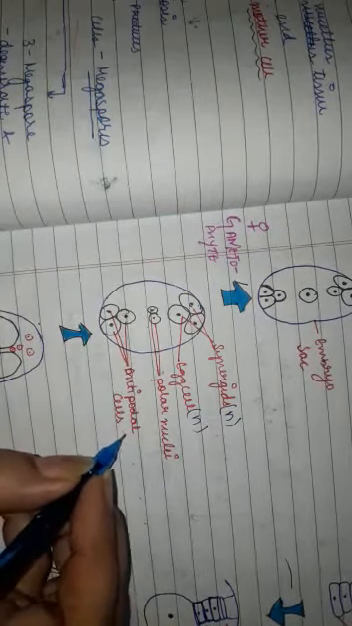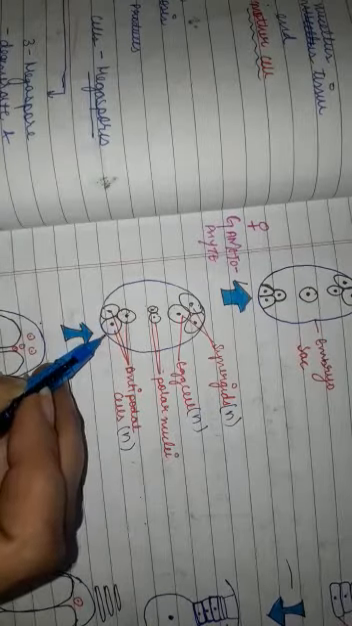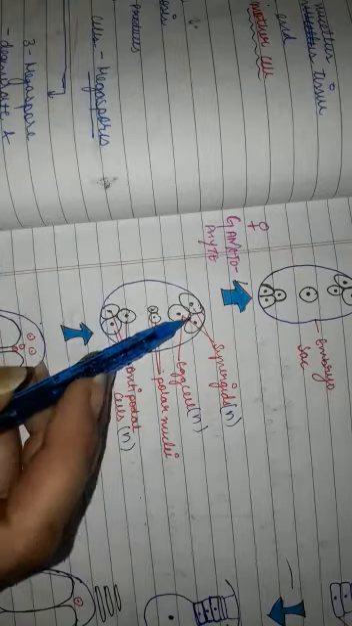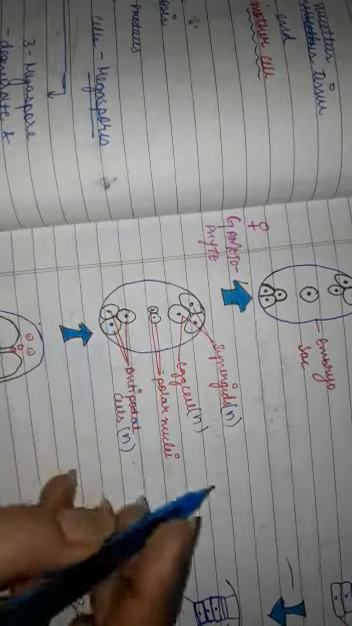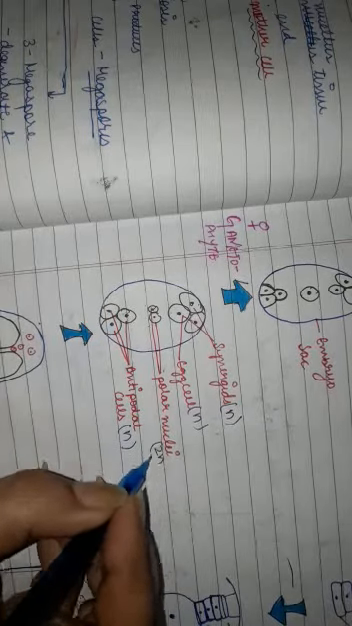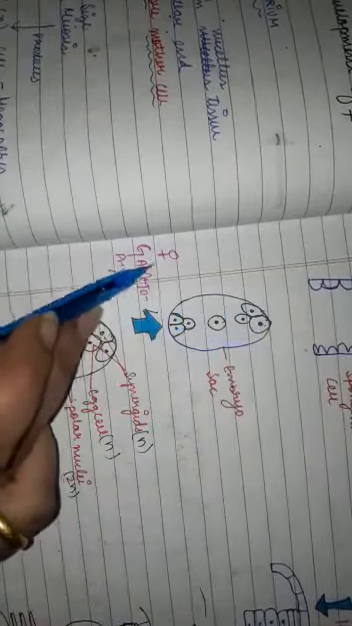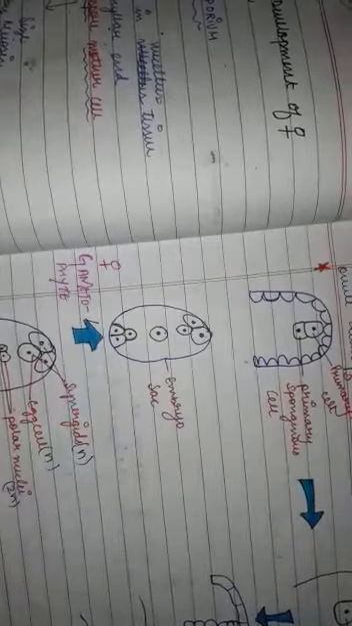And the 3 cells at the chalazal end are called antipodal cells, and the cells in the center, which are formed by fusion of 1 cell from the micropylar end and 1 from the chalazal end, become the polar nuclei, which is diploid. And now the megaspore becomes the female gametophyte, which is the embryo sac.